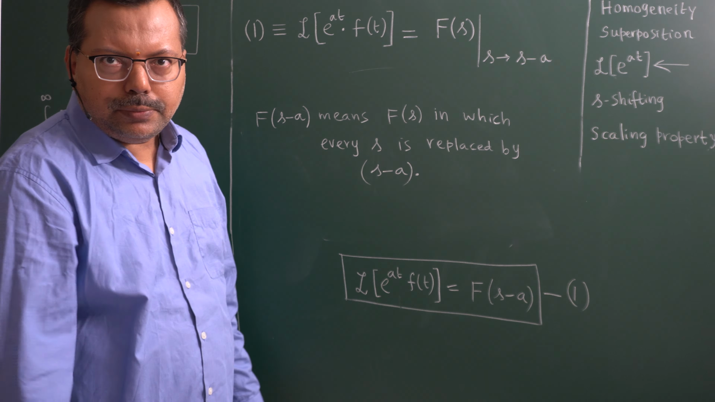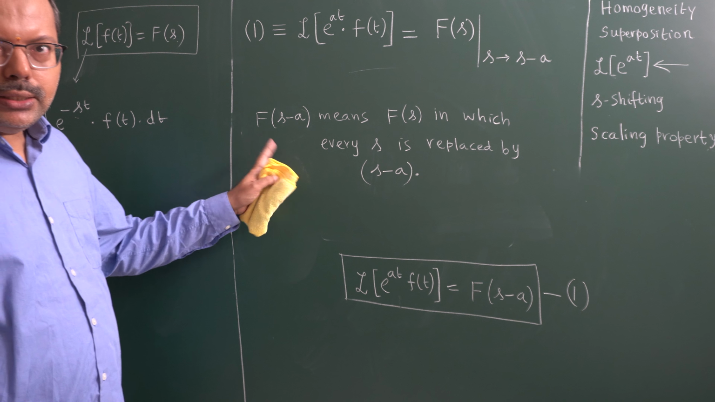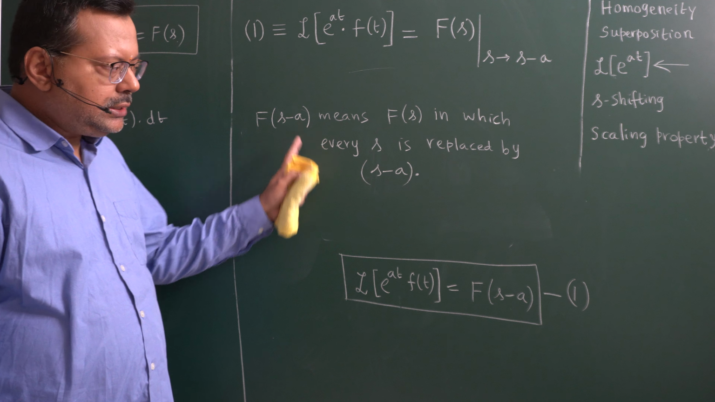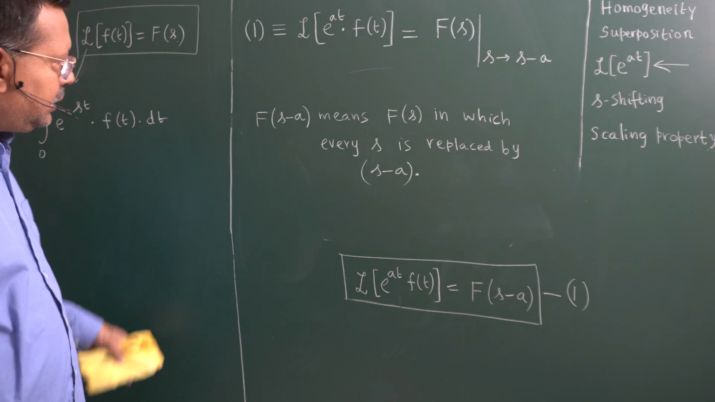Based on this, you can do the problems and get the answer by doing this replacement. Replacement is easy rather than writing down F of s minus a. That's all about it. And now we will take an example and see how we can apply this rule. So the question is like this: e to the power of minus 2t times cos 4t. So that is the question.